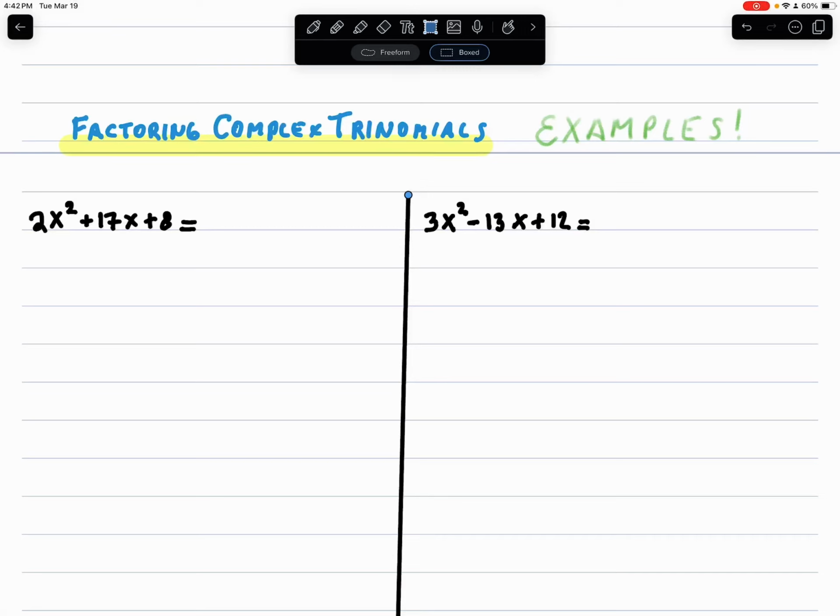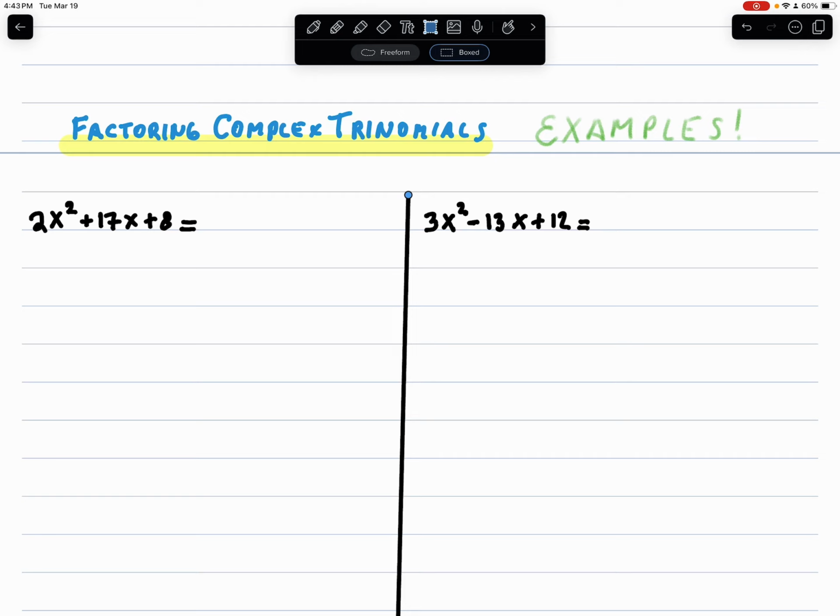So on the last video, I went through a lot of steps on how to use this method, which we're going to call organized trial and error. And it seemed overly complicated, very likely. But after a few examples, without writing so much stuff, I think you're going to like it.